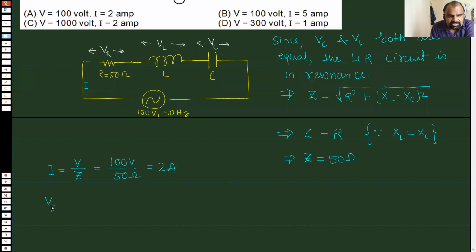Now what will be the voltage across the resistor? Voltage across the resistor is I into R. I we have already found to be 2 ampere, and R is 50 ohms. So that is 100 volt. In fact, you can also see it like this: whatever is the potential difference across the source, all of that potential difference will be across the resistor, because these two are canceling out each other if you draw the phasor diagram. Here I'm not drawing the phasor diagram, but of course you can. Clear?